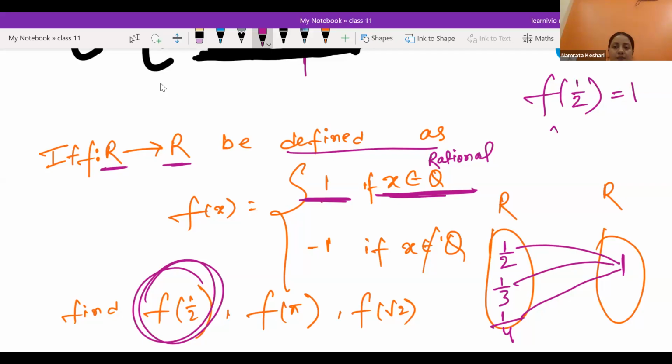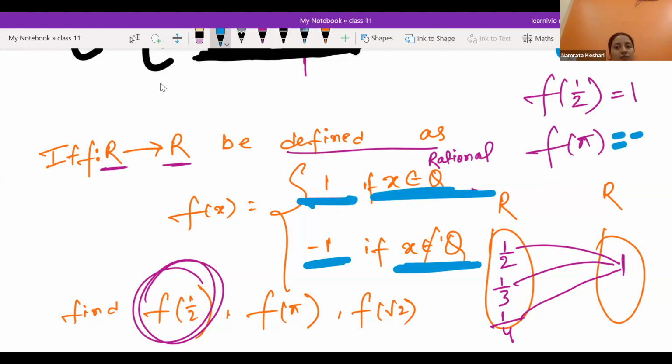f of pi. Is pi rational or irrational? Pi is irrational, right? Now here in the piecewise defined function, it is clearly mentioned that if your x is a rational number, the result will be 1. If your x is not a rational number, the result will be -1. So f of pi will be -1. Is it making sense? Will you get confused in such MCQ questions?